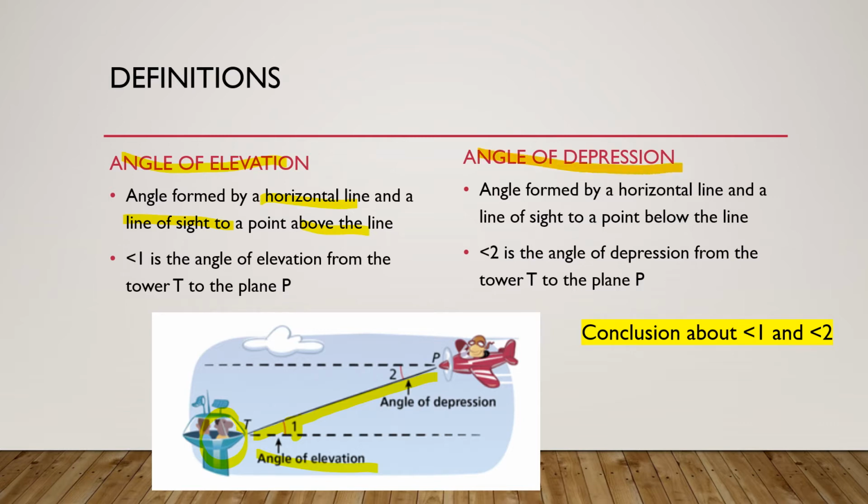Angle of depression is formed by the horizontal line and our line of sight, but we are above it, looking below the line. So angle 2 would be our angle of depression if we're at the plane and we're looking down towards the tower. What we can conclude about angle 1 and angle 2, because they are alternate interior angles, is that angle 1 is congruent to angle 2.